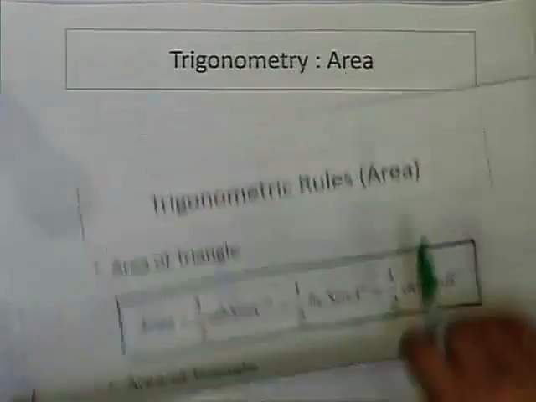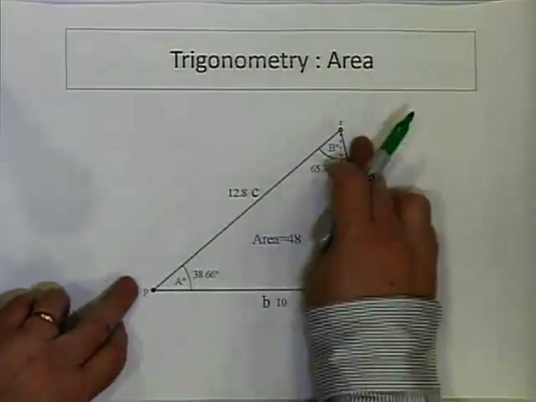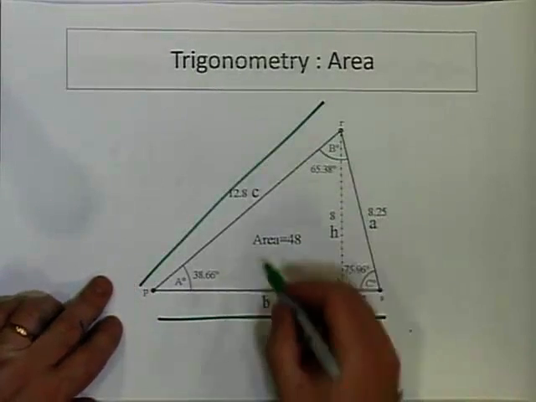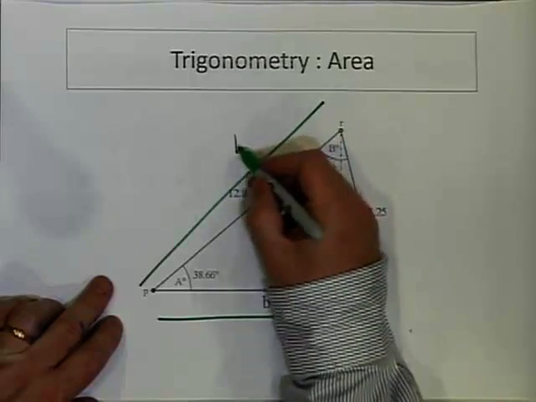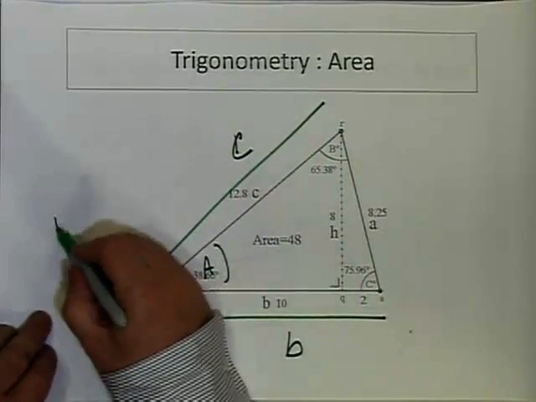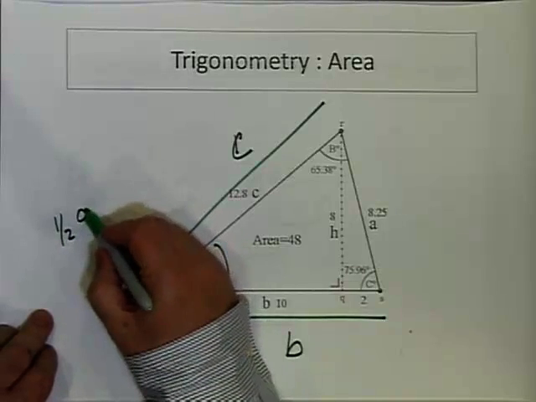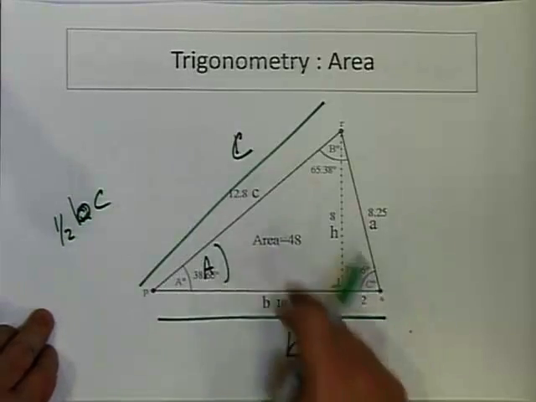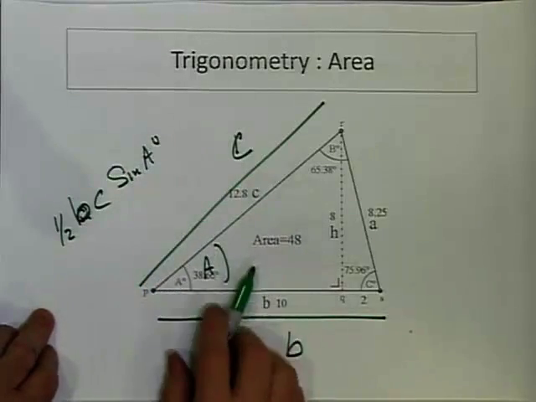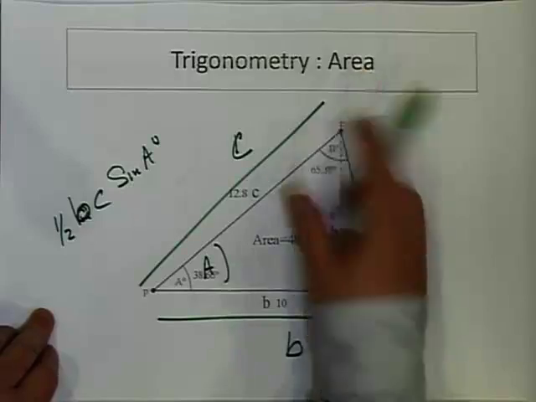So you can find that here. If I wanted to find the area of this whole triangle here, if that's B, and that's C, this is angle A, it's a half BC sine A. And if I know this angle, and I know these lengths, it's done.